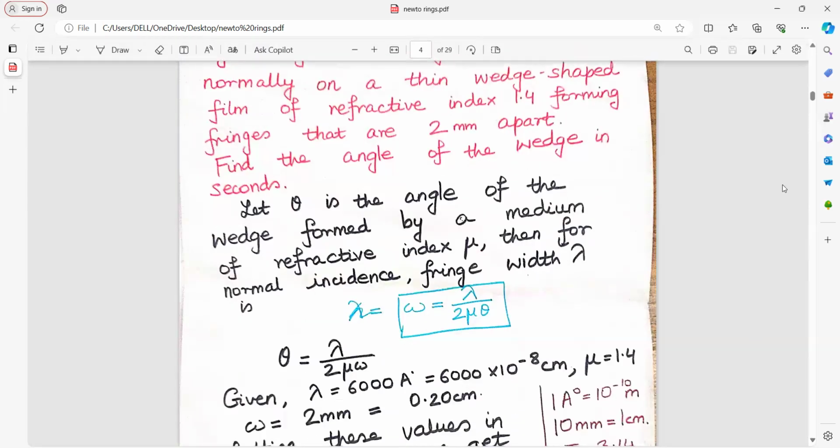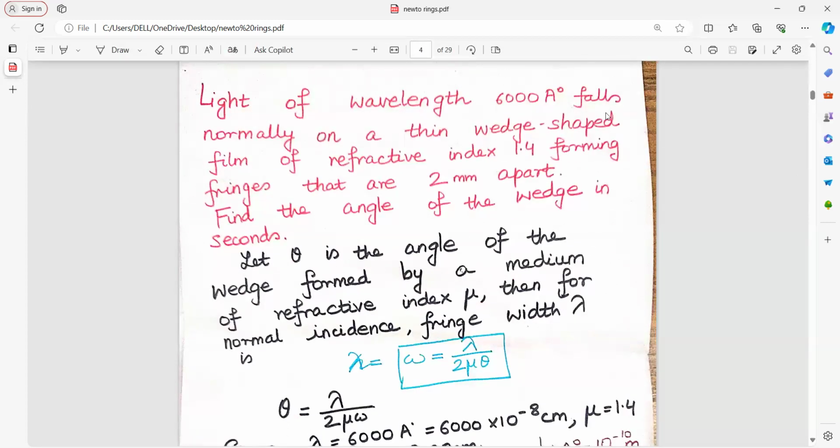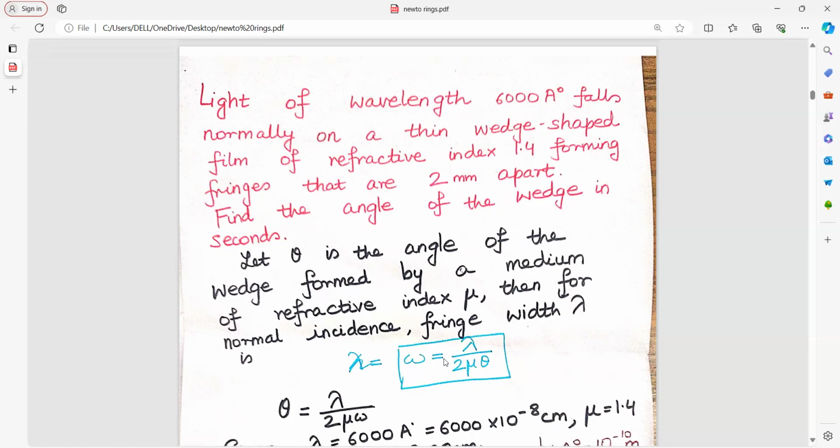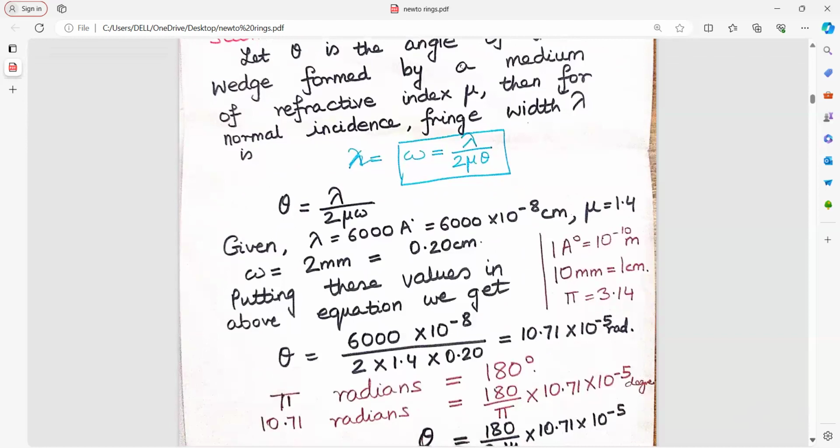Let us begin. Light of wavelength 6000 angstrom is falling normally on a thin wedge-shaped film whose refractive index has been given to you, and you have been told that the fringes are 2 millimeter apart. You have to simply find the angle of the wedge. So it is very simple. Omega is lambda upon 2 mu theta. Lambda is given to you as 6000 angstrom. Change it into centimeter. Mu is 1.4 and fringe width omega is 2 millimeter. So you change that into centimeter. Put all these values, you get the answer in radians.